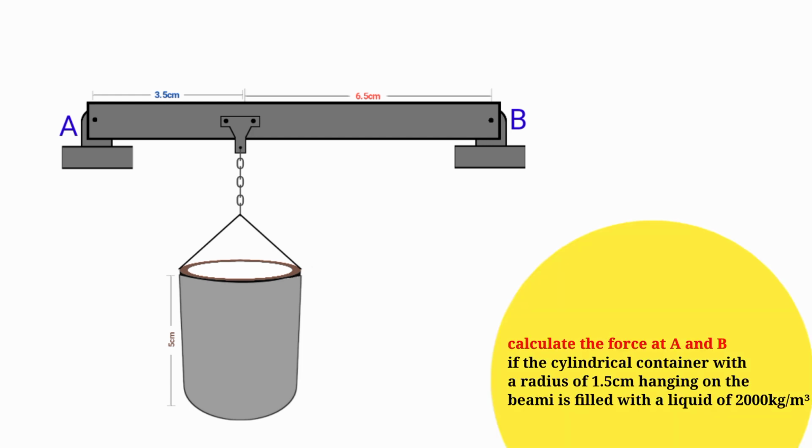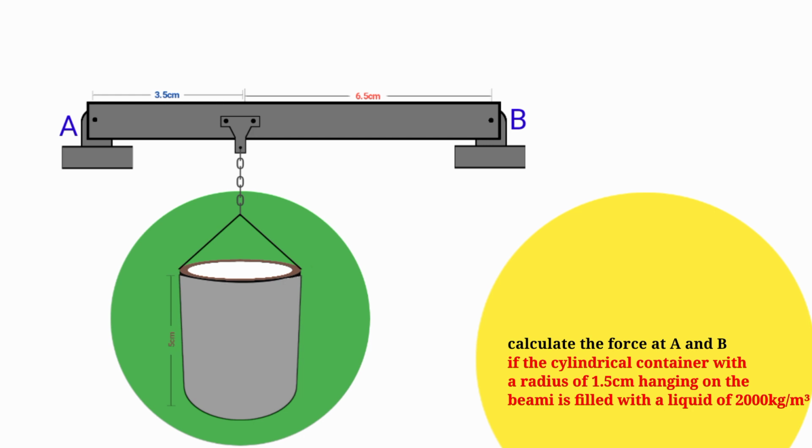It says calculate the force at A and B, that is this support A here and this support B, if the cylindrical container with a radius of 1.5 centimeters hanging on the beam is filled with a liquid of 2000 kg per meter cube density. So how can you solve this?